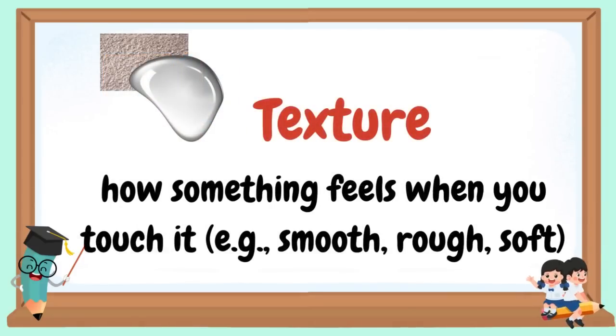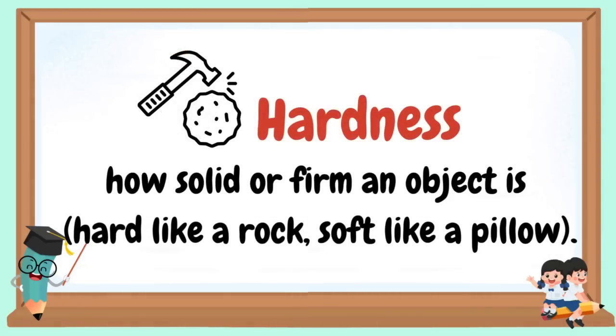Texture, how something feels when you touch it. Smooth, rough, soft. Hardness, how solid or firm an object is. Hard like a rock, soft like a pillow.